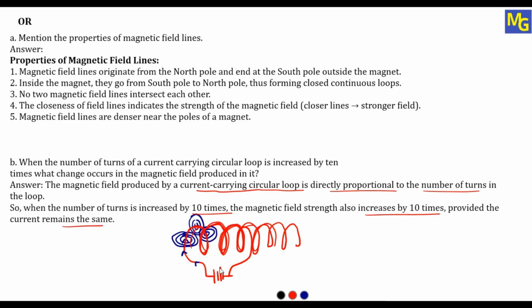Yes, we are not changing the current. Battery same as it is. Current we are not changing. We are changing only the turns. So as you increase the turns, that much the magnetic field strength will go on increasing. So this is the answer for this question.